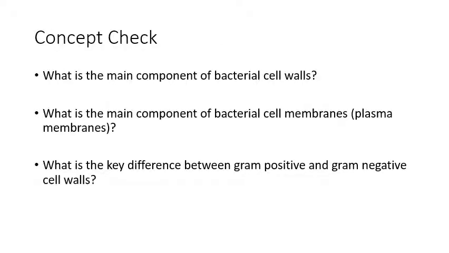All right, so a few quick questions to wrap up here. What's the main component of bacterial cell walls? What is the main component of bacterial cell membranes, so the plasma membrane, different from a cell wall? And what's the key difference between gram-positive and gram-negative cell walls?